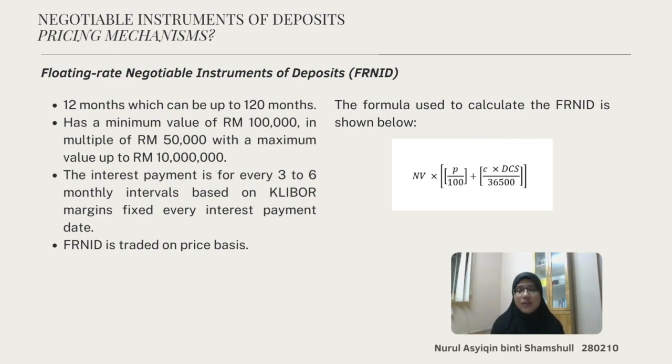The formula used to calculate the FRNID is shown below, where NB is the nominal value, P is the price, C is the coupon rate, and DCS is the number of days between the last interest date and the settlement date.